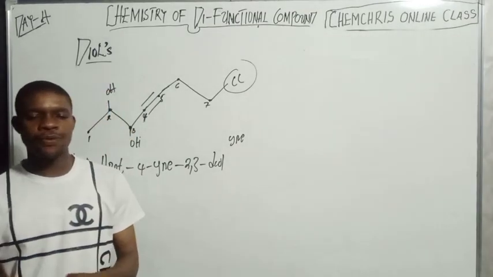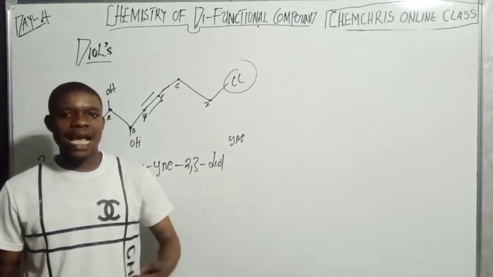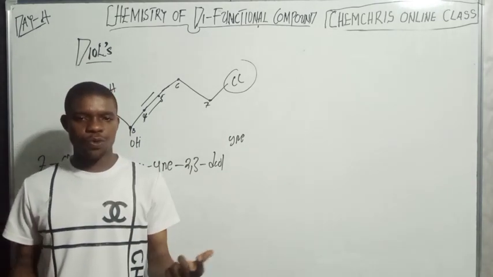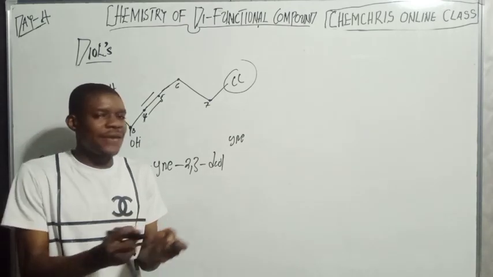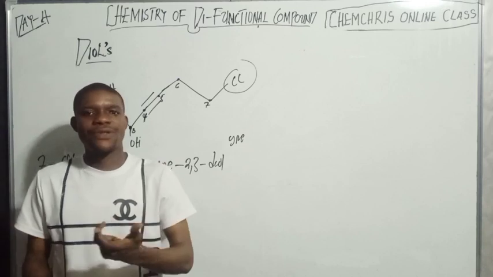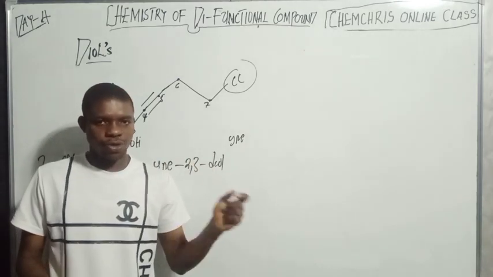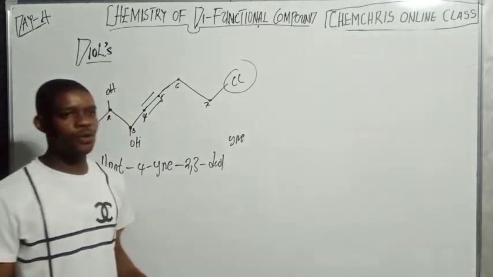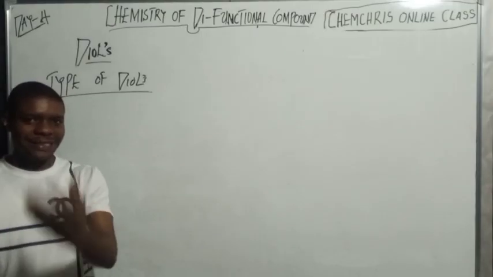So the next one to move into is the types of diol. Do you understand? Because they normally ask what are the types of diol? You'll be given some group of compounds or diols and asked what type of diols they are. Just select the type of diols here. It's very important to know this. So let me move to the types of diols. Two main types of diol.